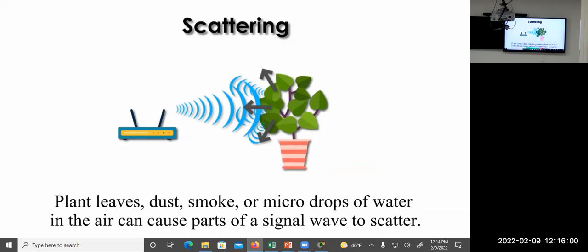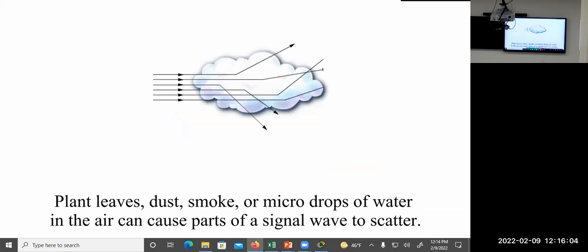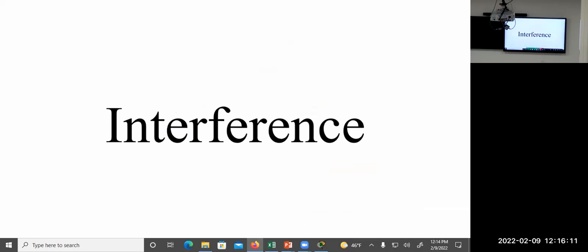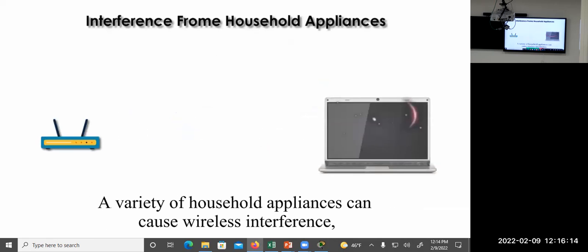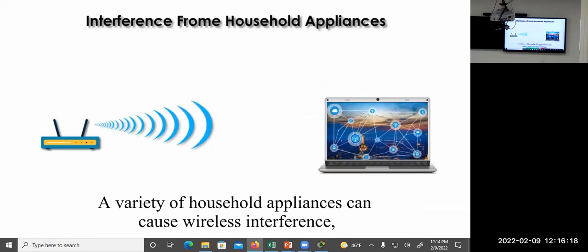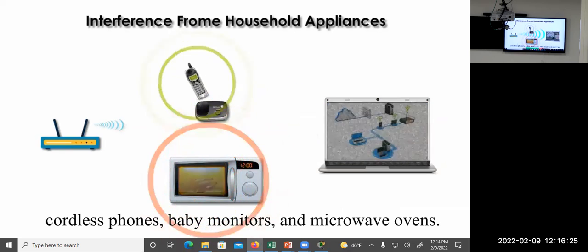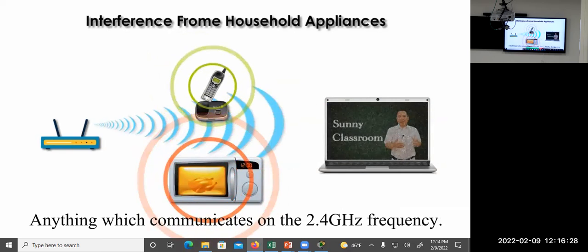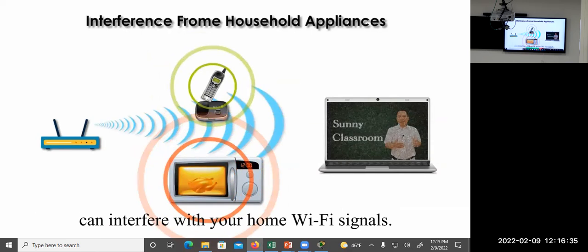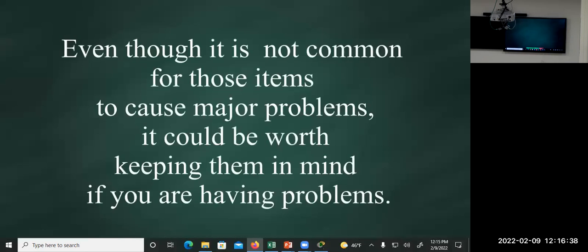Plant leaves, dust, smoke, or micro drops of water in the air can cause a wireless signal to scatter. Last but not least, interference. A variety of household appliances can cause wireless interference, including cordless phones, baby monitors, and microwave ovens. Anything which communicates on the 2.4 GHz frequency can interfere with your home Wi-Fi signals. Even though it's not common for those items to cause major problems, it could be worth keeping them in mind if you are having problems.